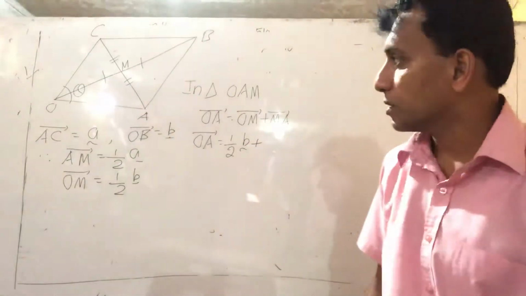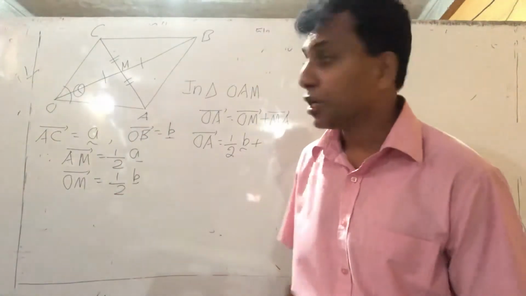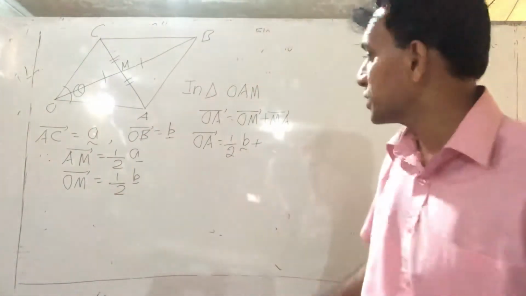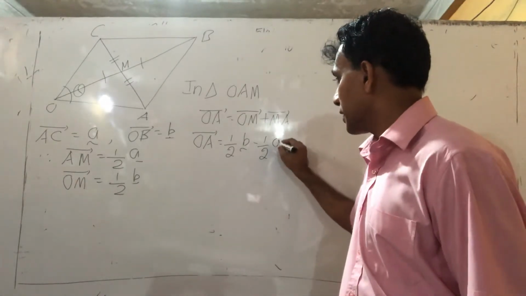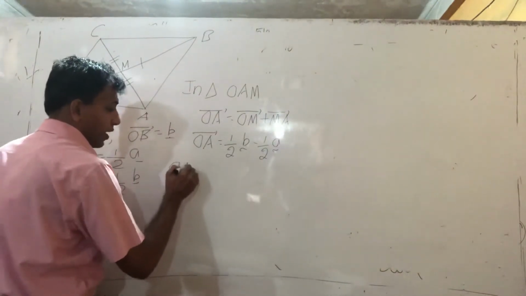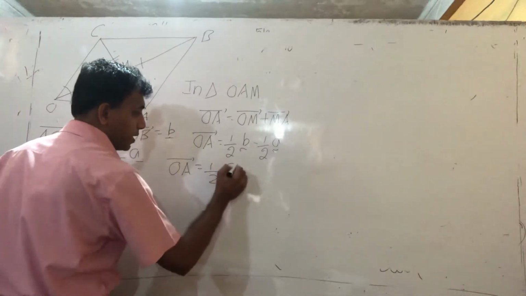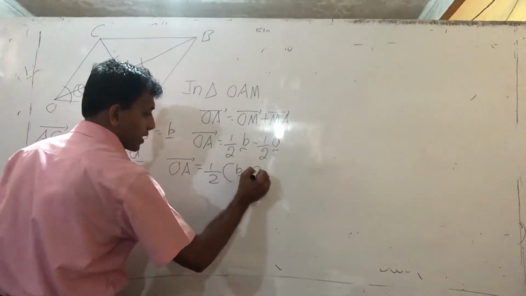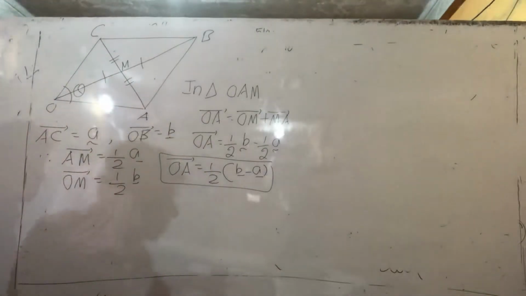MA is... AM is half A. So MA is minus half A, right? Minus half vector A. Therefore, OA vector is, take the half out, B minus vector A, right? You need this part of the answer.